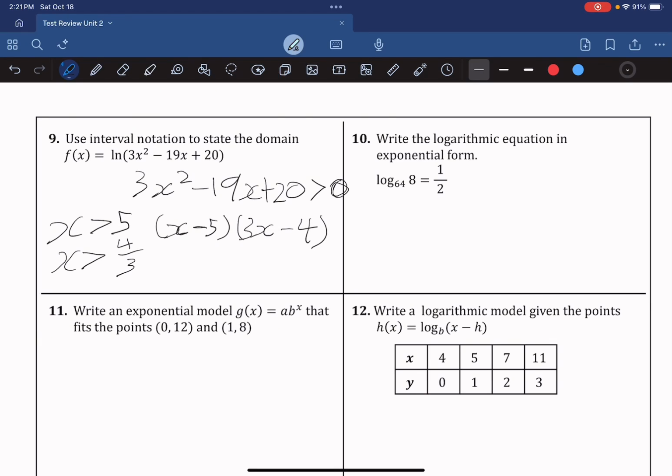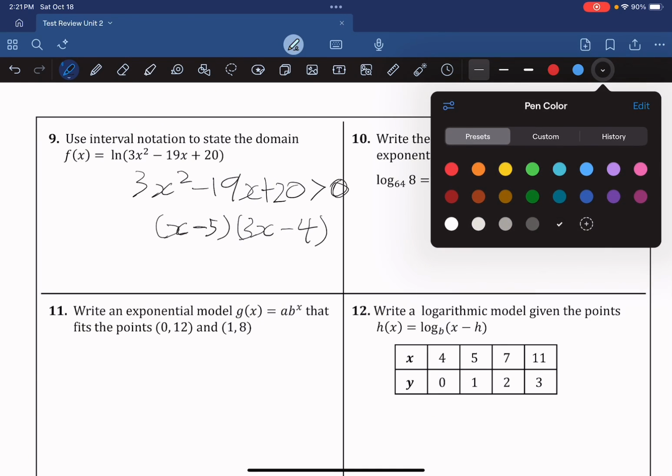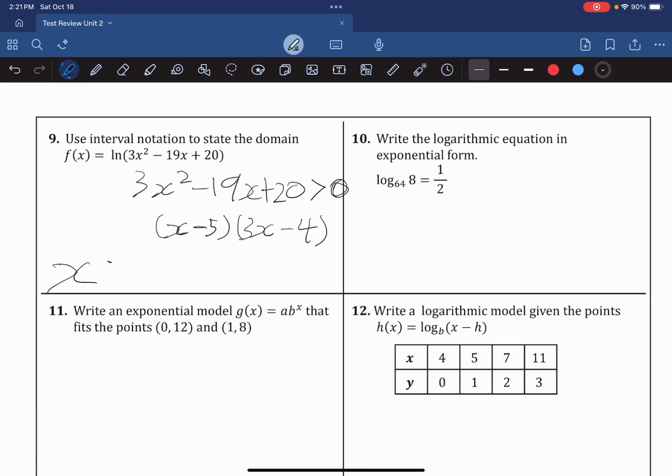So if you look at a number line, say that's 5, say that's 4/3, well, they overlap in this area over here, which means overall your graph will have a domain of x has to be larger than 5. And in interval notation, that will just be 5 to infinity.